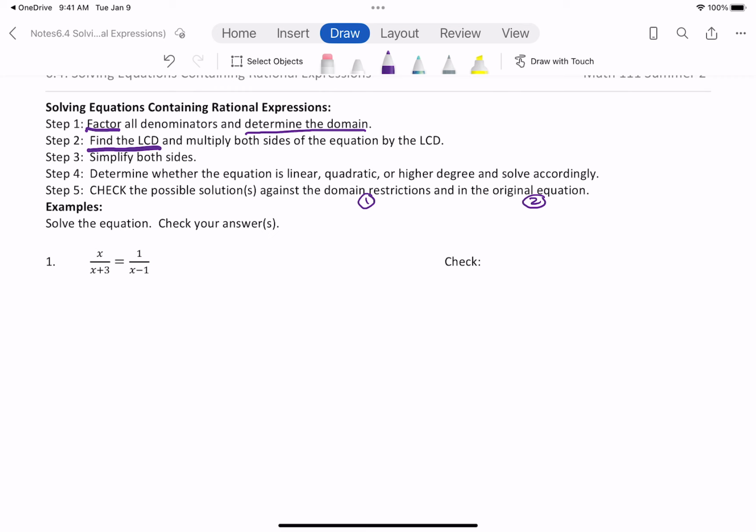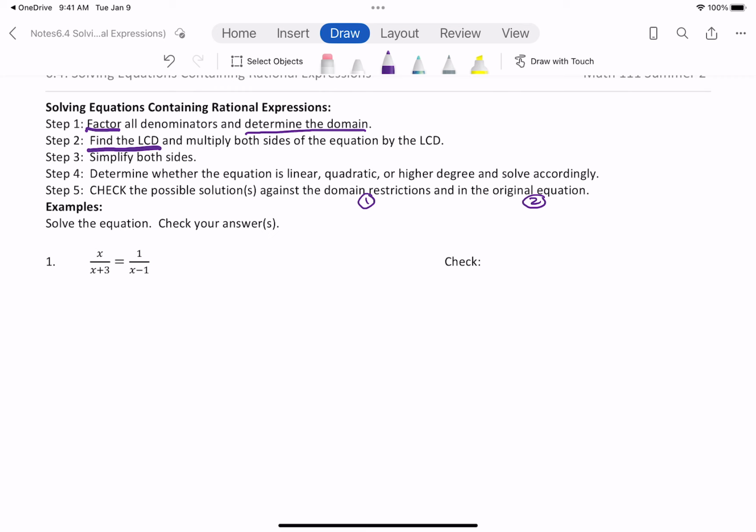We have to make sure that a potential solution does not make the denominator equal to 0, because division by 0 is undefined. And we also have to make sure that the potential solution does actually satisfy the original equation, because at times we are going to be multiplying by LCDs that contain variables. So we have to make sure that the manipulations we have done have not caused me to need to restrict one of the answers.